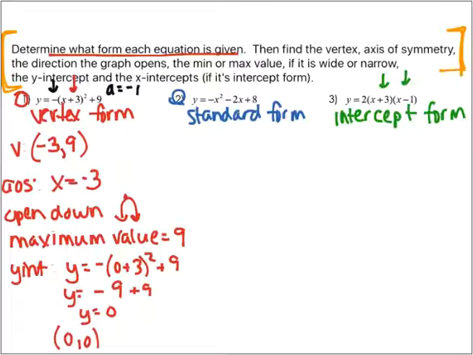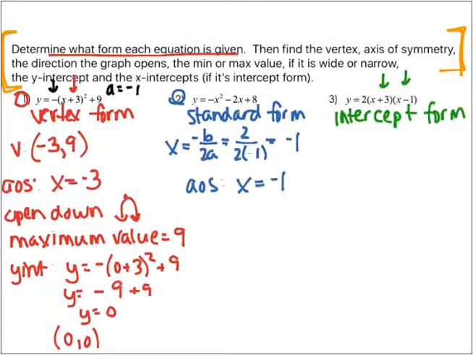Alright, let's take a look at standard form. For standard form, to find the vertex, we're going to have to do the little formula, x equals -b over 2a. b is already -2, so it's just positive 2, over 2 times -1, which is going to give me -1. So there's my x value of my vertex. The axis of symmetry is actually going to be x equals -1.